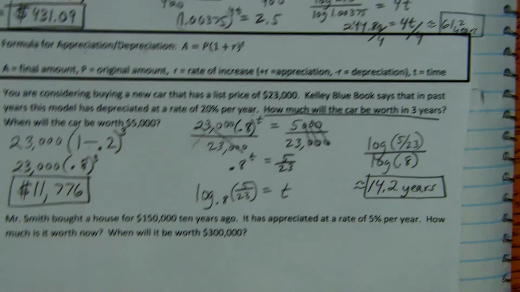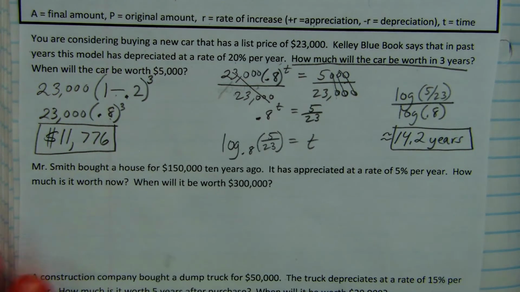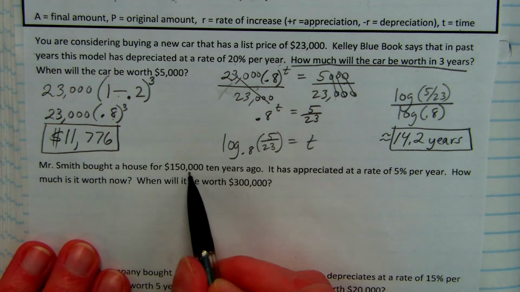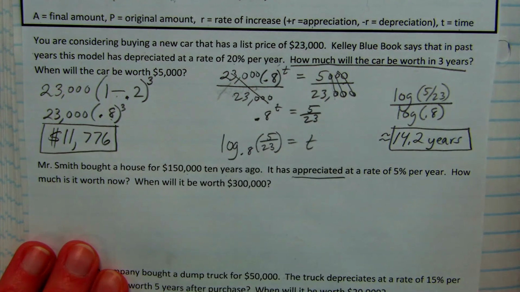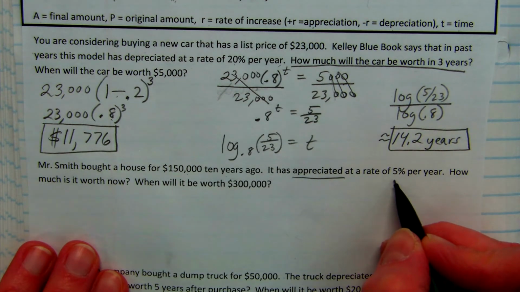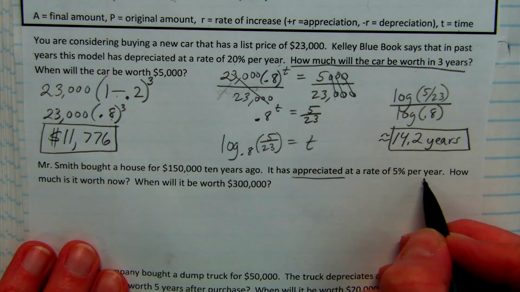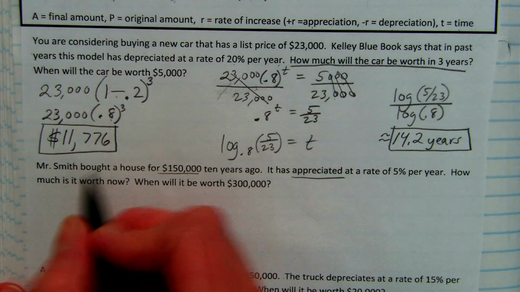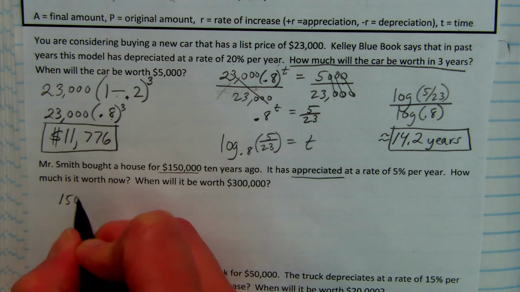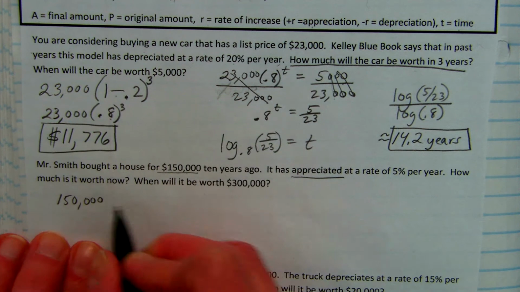Okay, so let's go down to the next one. Mr. Smith bought a house for $150,000 10 years ago. It has appreciated, it's gained at a rate of 5% per year. How much is it worth now? And when will it be worth $300,000? So he spent $150,000.